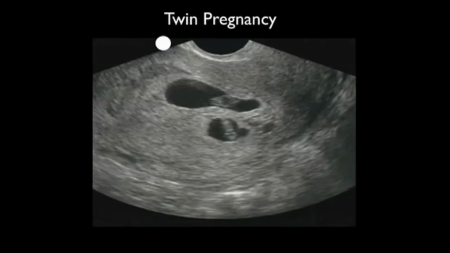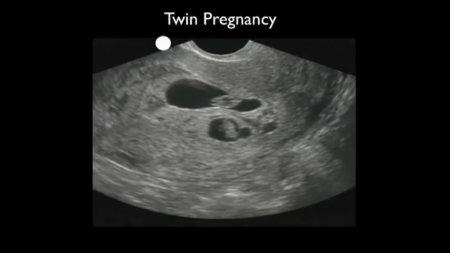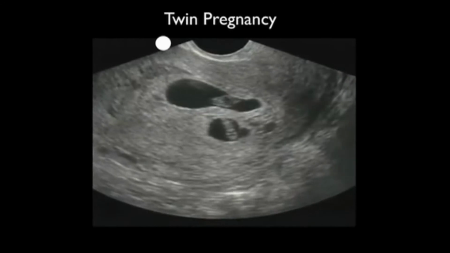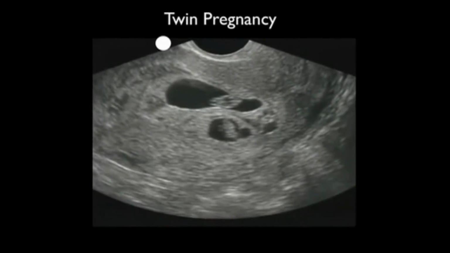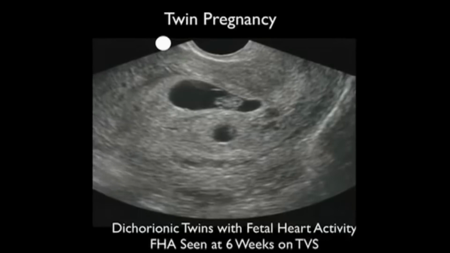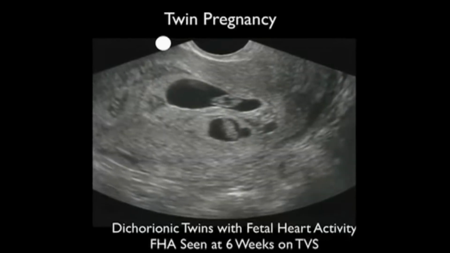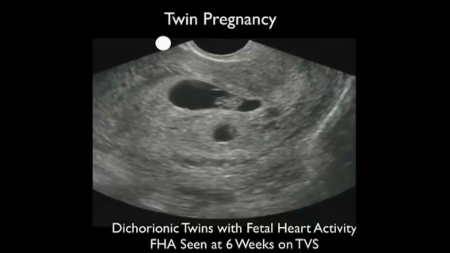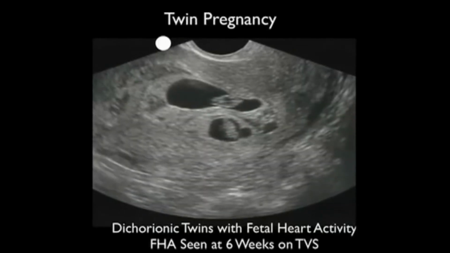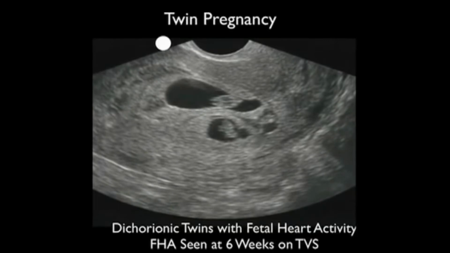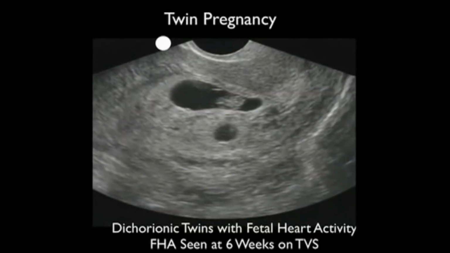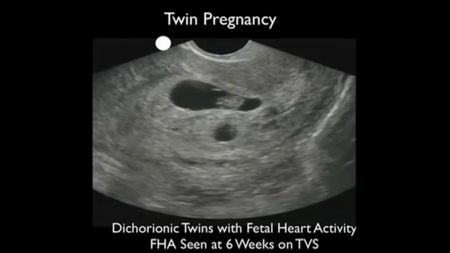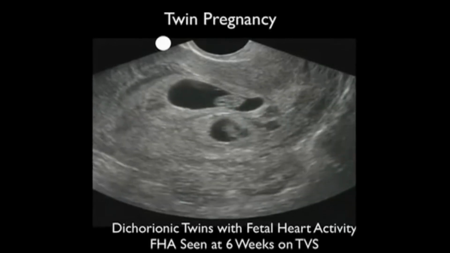Here's a video clip from a patient who had a twin pregnancy. Notice the presence here of 2 large gestational sacs, and within each gestational sac we can appreciate fetal poles, and notice that each fetal pole has a heartbeat. So we see dichorionic twins, twins with separate gestational sacs, each with fetal heart activity. As a general rule, fetal heart activity is seen at about 6 weeks on transvaginal sonography and a week later on transabdominal sonography.